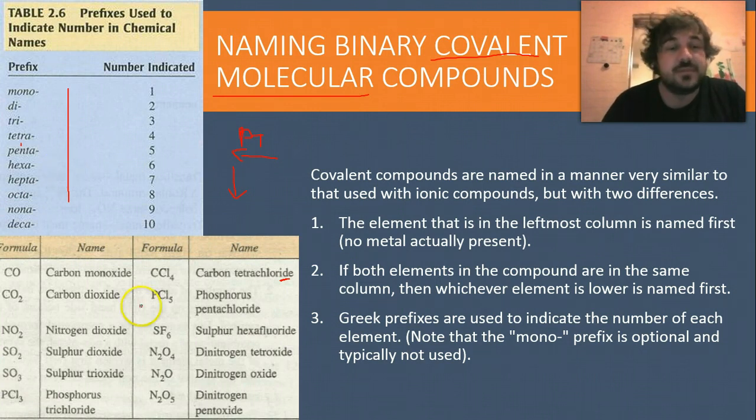Now, mono, you don't need to put it for the first one, so you don't go monocarbon monoxide, but you do go carbon monoxide. If it's more than one though, if it was dicarbon monoxide, so C2O, then you would put the di on the front.